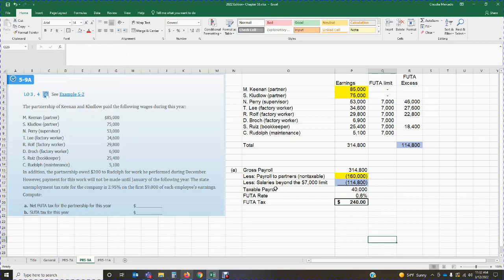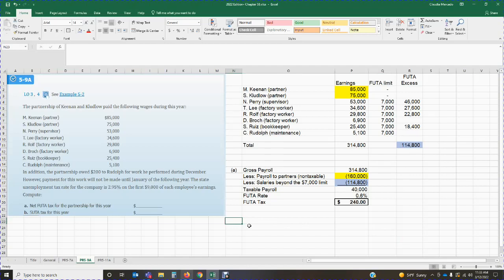Remember, for FUTA, we pay FUTA taxes on the first $7,000 of earnings. If they made more, we need to figure out how much in excess did they earn, because this amount needs to be deducted from my wages. I'm not going to pay any FUTA taxes on this. I'm only going to pay FUTA taxes on the first $7,000. Okay, so that is requirement A.